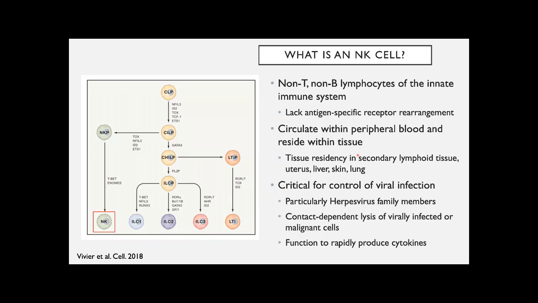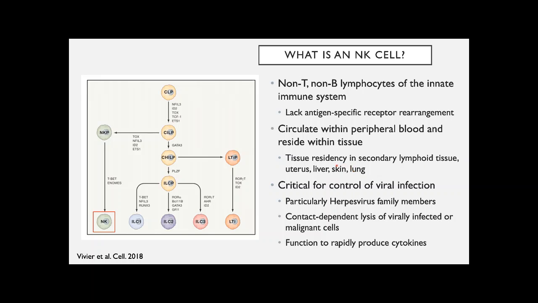And we know in part through our study of these patients with primary immune deficiencies that affect NK cell development or their function, that they're critical for the control of viral infection, particularly those of the herpes virus family members. So specifically varicella-zoster virus, Epstein-Barr virus, and cytomegalovirus. And they exert this function in part through the contact-dependent lysis of either virally infected or malignant cells.